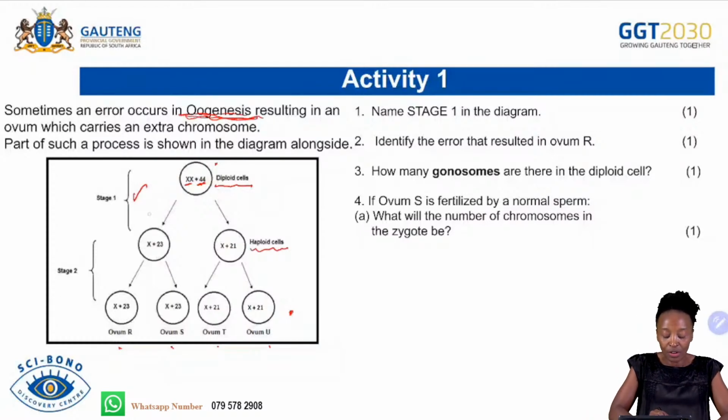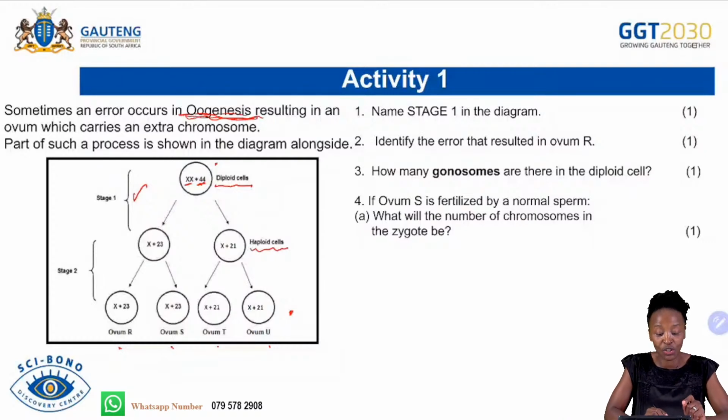Then at the end of stage 1, which is meiosis 1, what are we looking at? We're looking at 2 cells. One cell has X plus 21, and the other cell has X plus 23. Already, you can now tell that something has taken place here. Failure of the chromosomes to separate has taken place, because we should be having 2 cells that each have 22 plus X, 22 plus X. But instead, we have X plus 23 and X plus 21. So there was the failure of the chromosomes to do what? To separate.